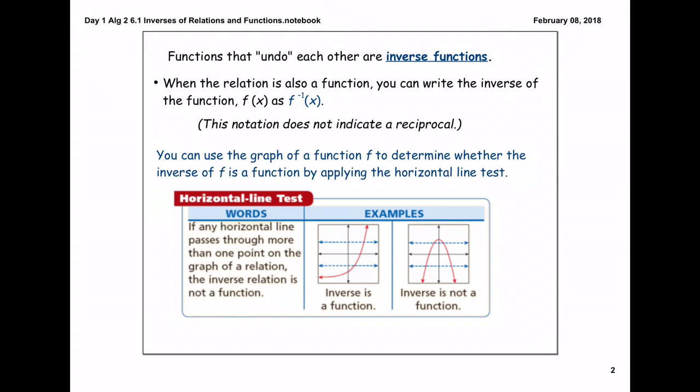You can use the graph of a function f to determine whether the inverse of f is a function by applying the horizontal line test. So if you are looking at a function and trying to determine if the inverse is also a function, you would ask yourself if it passes the horizontal line test. If any horizontal line passes through more than one point on the graph of your relation, the inverse relation is not a function.